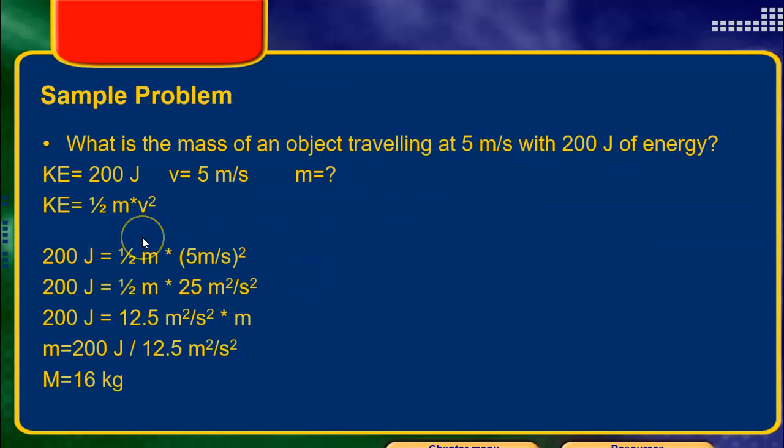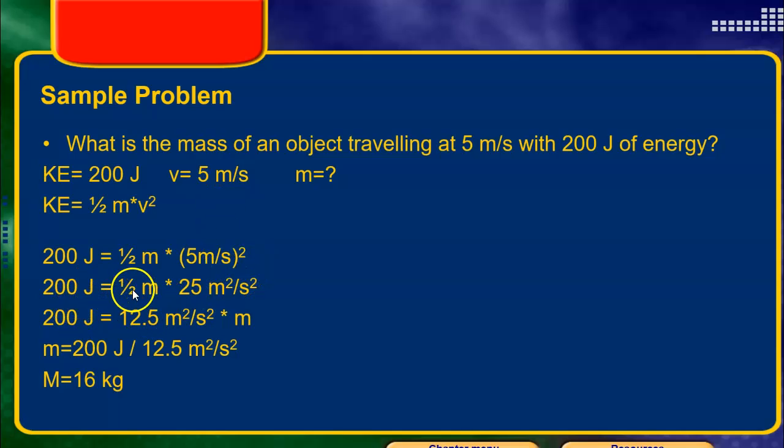Okay, so we're going to do a little sample problem here. What's the mass of an object traveling at 5 meters per second with 200 joules of kinetic energy? So we know our kinetic energy is 200 joules. Our velocity is 5 meters per second. We don't know our mass. The formula is kinetic energy is 1/2 mass times velocity squared. So our kinetic energy, 200 joules, equals 1/2 times the mass we don't know times our 5 meters per second, which is our velocity, squared.